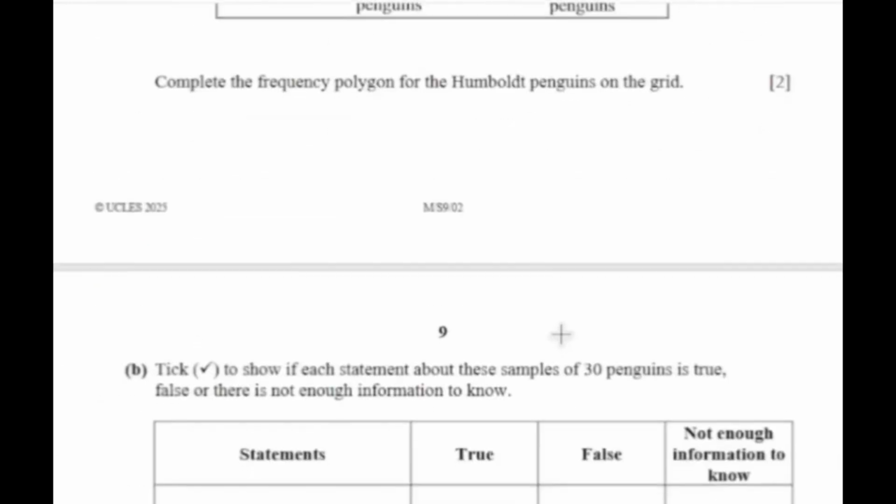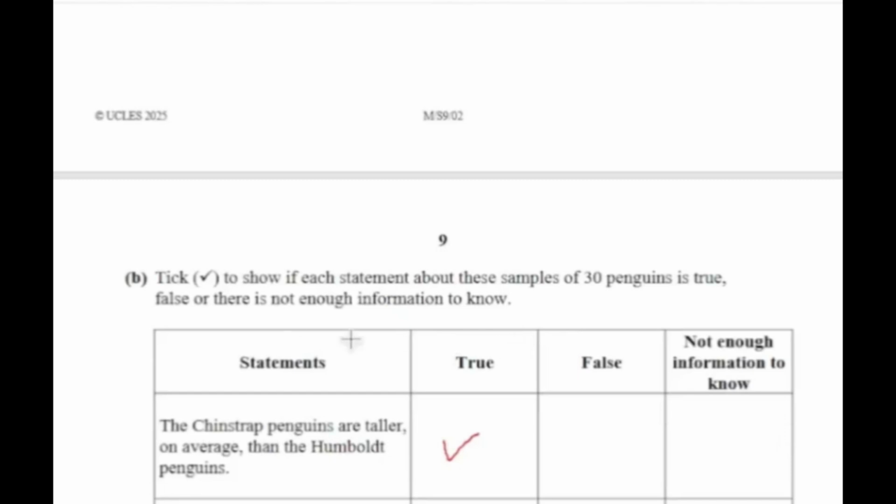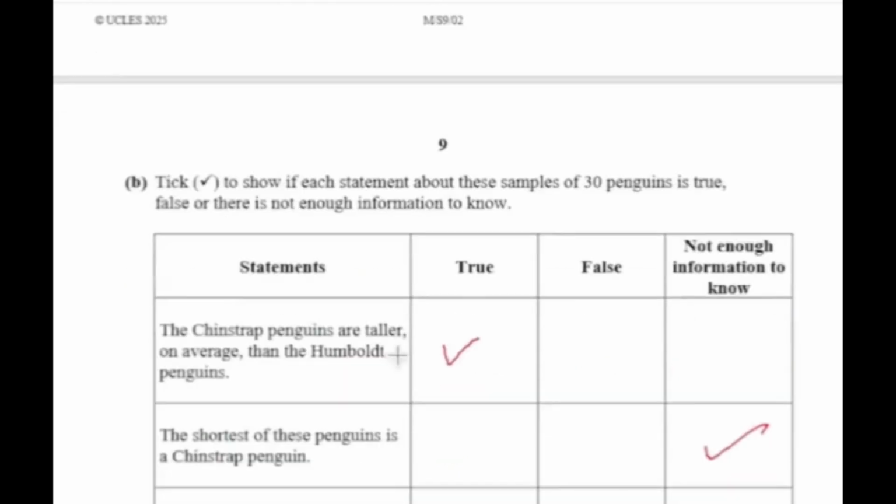Now the next question is asking us to tick to show if each statement about this sample of 20 penguins is true, false, or there is not enough information to know. So the first statement: the Chinchilla penguins are taller on average than the Humboldt penguins. I think true. Why is that?